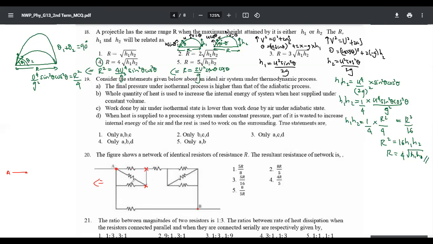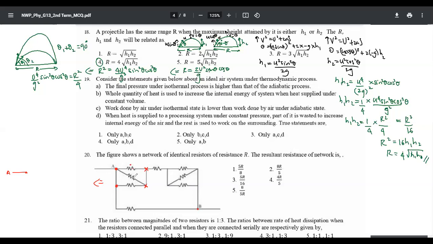So this point and this point will be at the same potential. And this point and this point will also be at the same potential. Therefore, these three are called parallel. If three resistors are connected to 2 points, same terminals, then they are parallel. Now, if you're wondering these 2 points are different, they are different points, true, but their potentials are equal. So these three resistors are parallel.